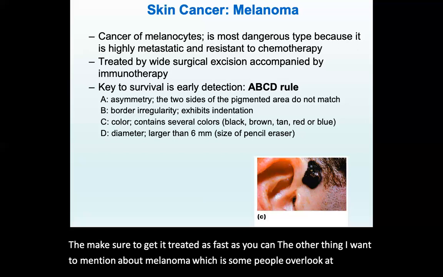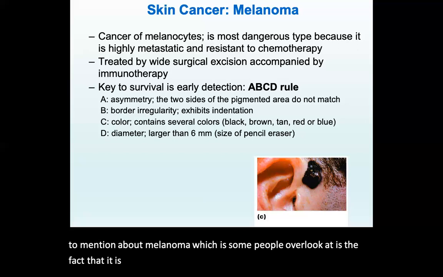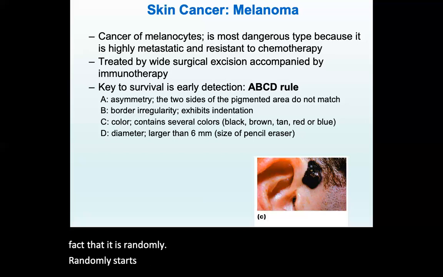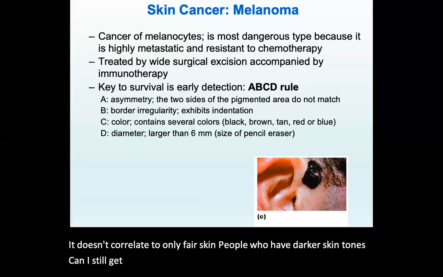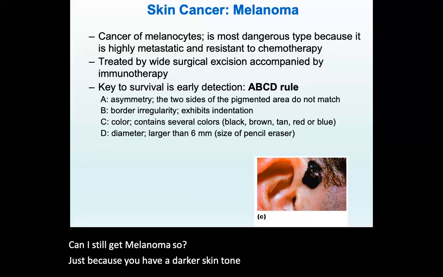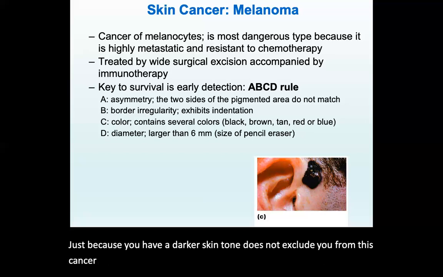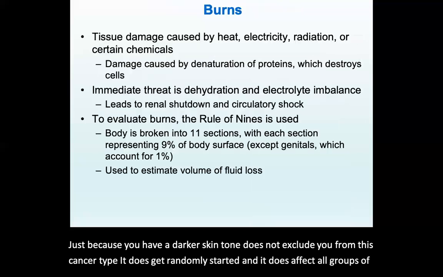The other thing I want to mention about melanoma, which some people overlook, is the fact that it randomly starts. So it has nothing to do with, well, not completely. It doesn't correlate to only fair skin. People who have darker skin tones can still get melanoma. Just because you have a darker skin tone does not exclude you from this cancer type. It does get randomly started, and it does affect all groups of people with different skin tones.